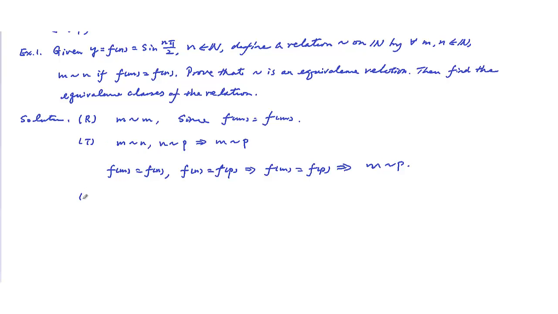So we have transitive. Symmetric: we need to verify when m is related to n, then n is related to m. This is also obvious because when m is related to n, then f(m) = f(n). And by equality, you can flip, so f(n) = f(m), which means n is related to m. So therefore, it is also symmetric. Then this relation is an equivalence relation.